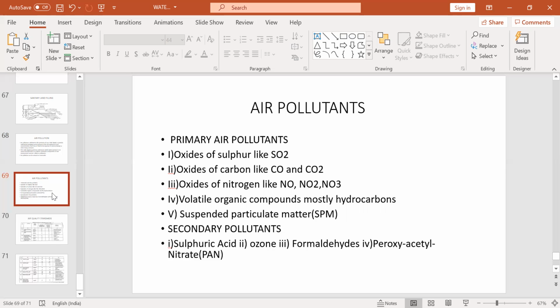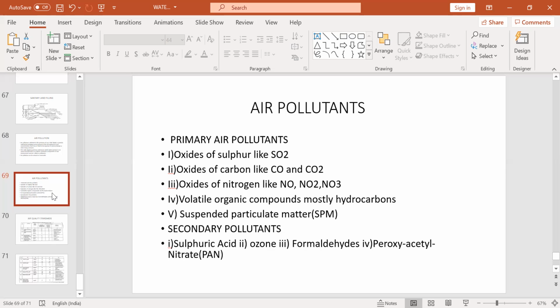So volatile organic compounds like hydrocarbons, and suspended particulate matter, which is in short called SPM. These are your primary pollutants. Some other primary air pollutants also include hydrogen sulfide gas, hydrogen fluorides, methyl and ethyl mercaptans, etc. Now, what is a secondary pollutant?